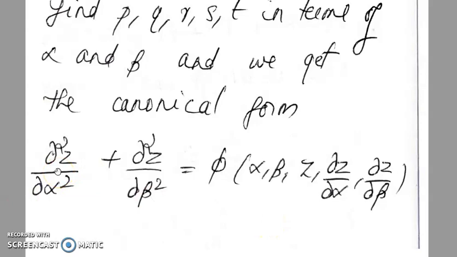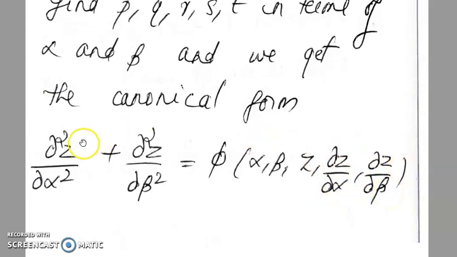You will get it in the form dou square z by dou alpha square plus dou square z by dou beta square equal to phi of alpha, beta, z, dou z by dou alpha, dou z by dou beta. So this is going to be your canonical form. Now we will see how to reduce a given equation to the canonical form. We will see using an example, so it will give you a better understanding.